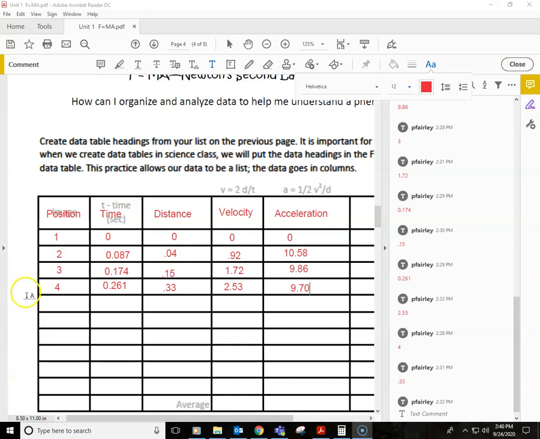Alright guys, we're going to pick up on this big F equals MA project where we left off. This is page 4, and it's the chart that you should have already filled in all the way up to position 10. So the time, you just copy down, or you can just add 0.087 every time.